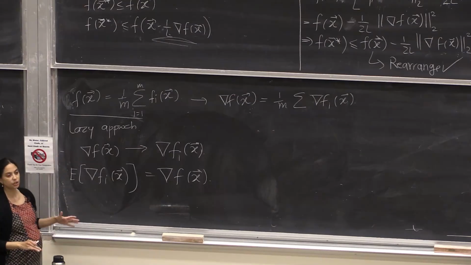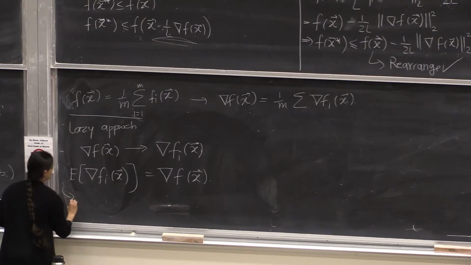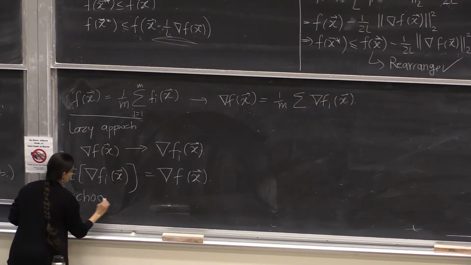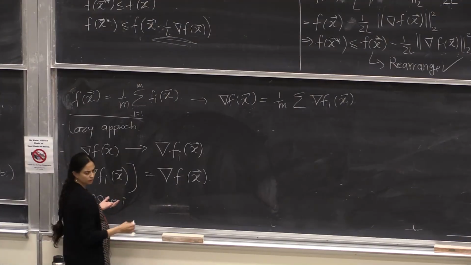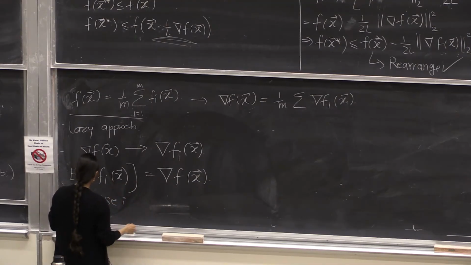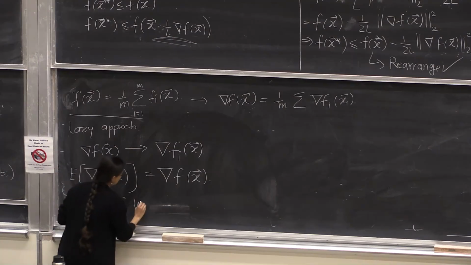Yes, this is the definition of f of x. It's just the expected value. There's no bias here. That's not relevant. Choose i uniformly.